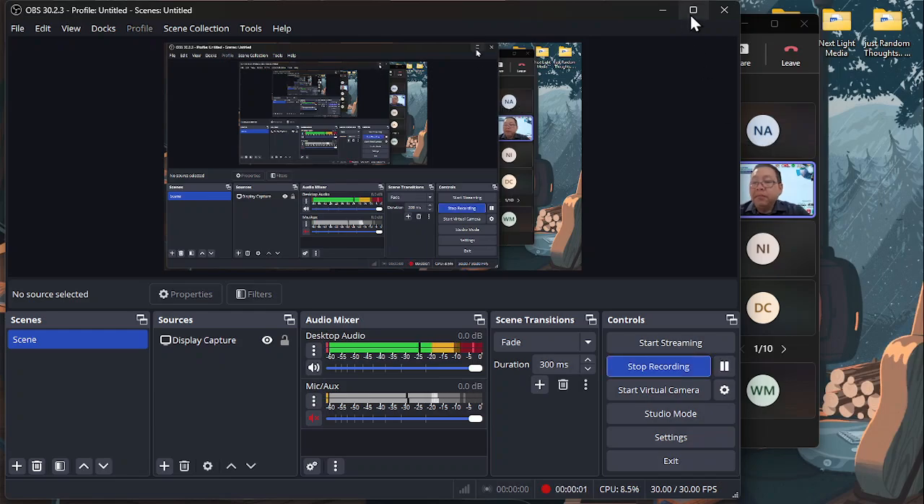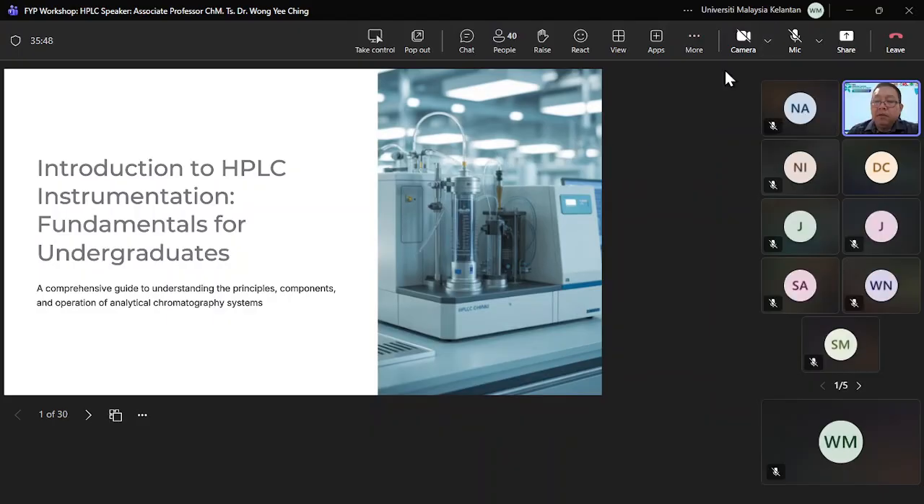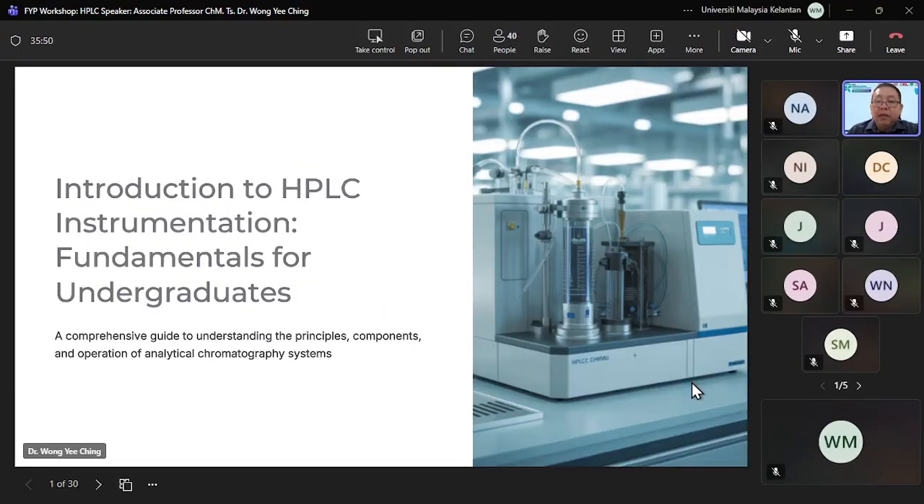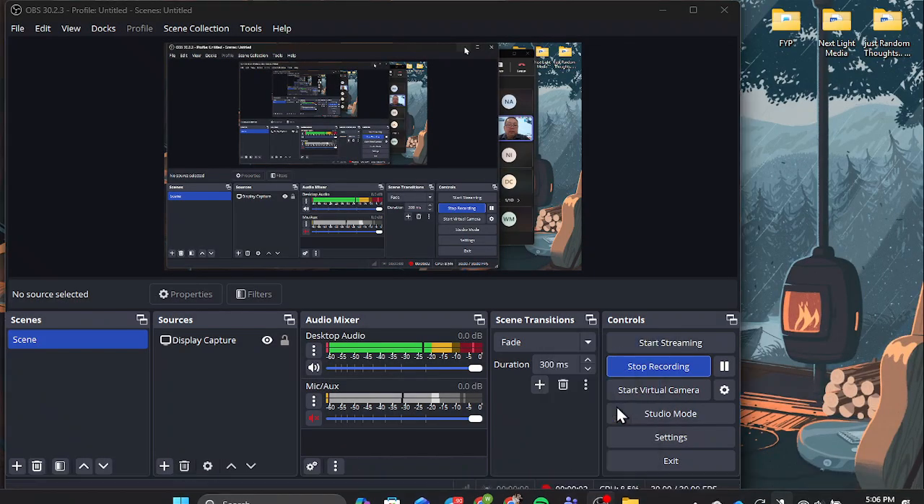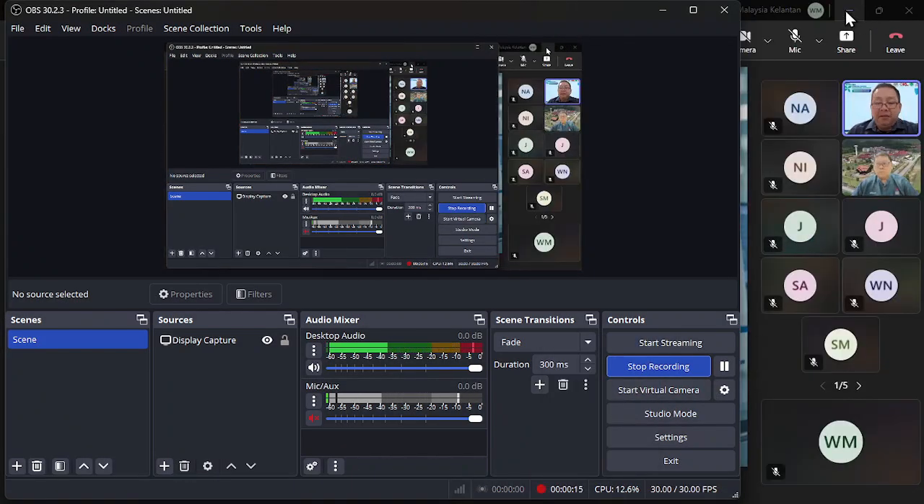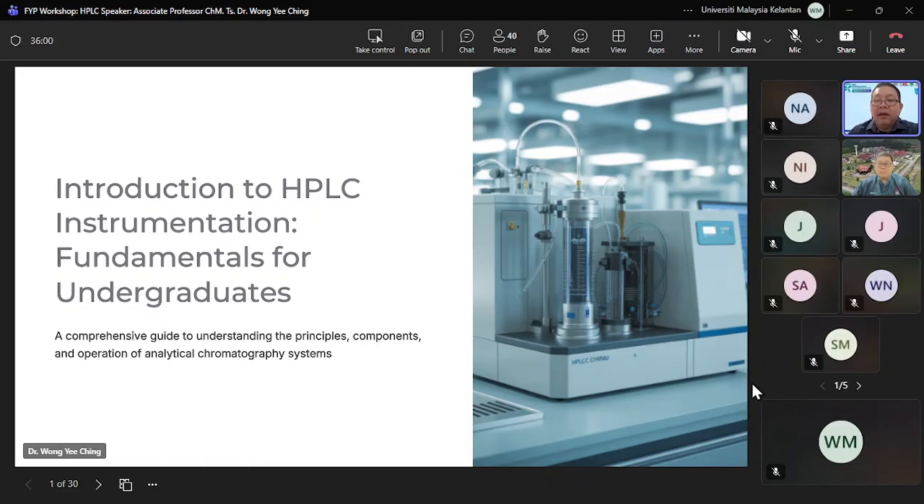Some brief introduction about our speaker today. Okay, our speaker today we have Associate Professor TS CHM Dr. Wong Yi Chin. So I hope you guys understand what CHM means.